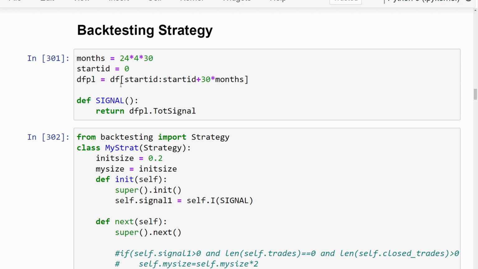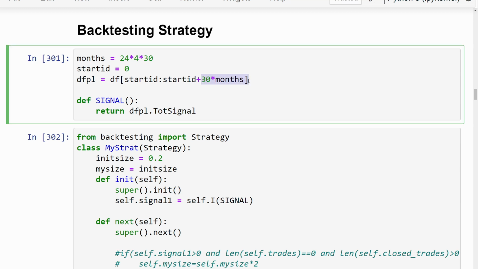So the data frame is around 75,000 candles after cleaning, which is roughly 30 months, more or less. So I'm going to start with the start ID equal to 0, and we're going to test our strategy over the whole data set, over the whole data frame, which is 30 months. I will not go through the details of these functions. We've been using the same cells for backtesting over and over in my previous videos.